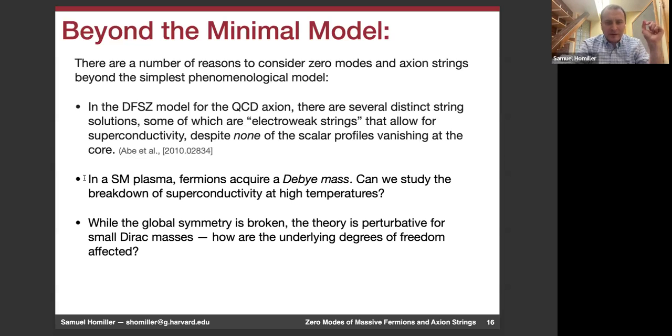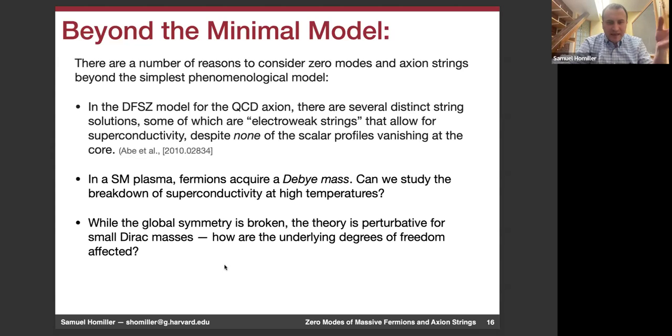But the other reason we were interested in this question is that in the background of a standard model plasma, fermions generically, if you have a Dirac fermion, even with some global symmetry, can acquire a Debye mass that breaks the global symmetry. At high temperatures you expect this Debye mass to break superconductivity, and the whole theory might change, with a phase transition as you cross some critical temperature. So we wanted a minimal model where you could try to study that in the future.